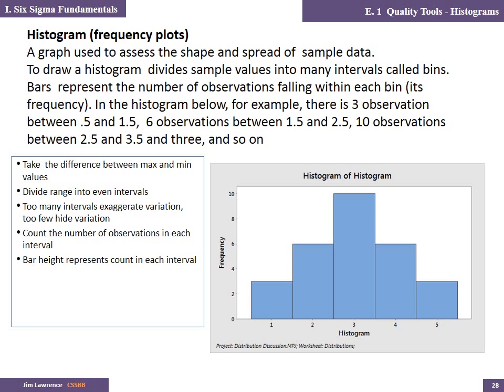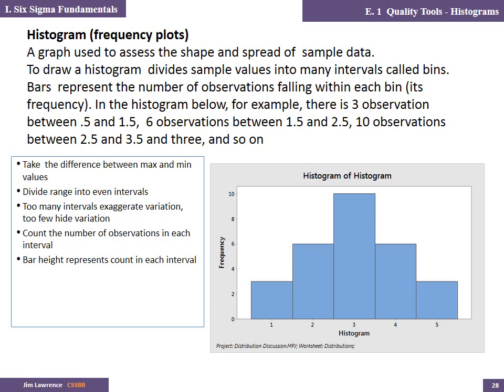We'll now go over the basic quality tool, histograms. Histograms are frequency plots, a graph used to assess the shape and spread of the sample data. To draw a histogram, you divide the sample values into many intervals called bins. Bars represent the number of observations falling within each bin. In the histogram below, for example, there are 3 observations between 0.5 and 1.5, 6 between 1.5 and 2.5, and so on. To construct a histogram, you take the difference between the max and min values from the sample and divide this range into even intervals.